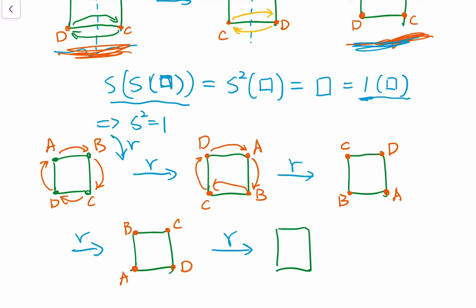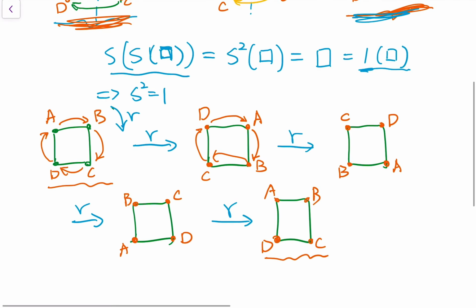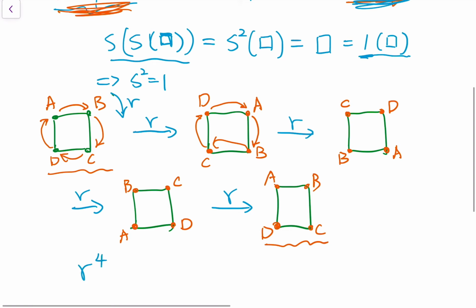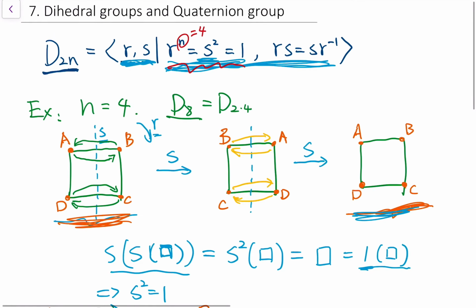Okay, and the final step, we do the rotation again. Then A goes to here, B goes to here, C is here, D is here, and then we can see this is equal to the original square. So we conclude that R to the fourth order equals 1. So this satisfies the property, because this n is equal to 4. Okay, how about the second property?